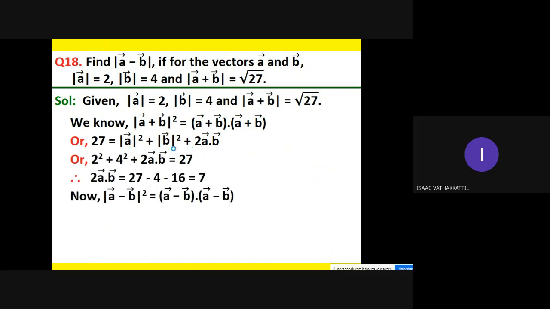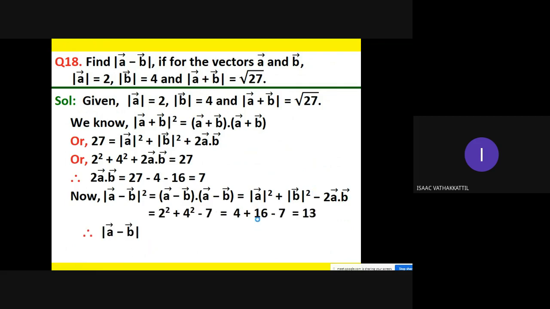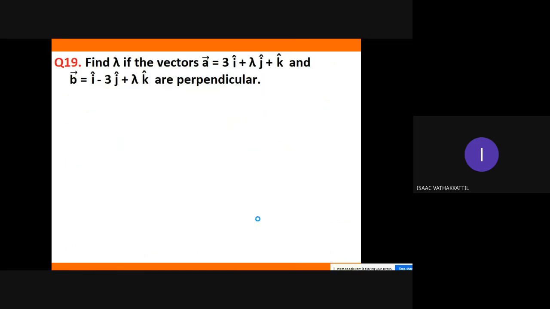So what will be 2A dot B? It is 7. Now magnitude A minus B squared is magnitude A squared plus magnitude B squared minus 2A dot B. We know magnitude A and magnitude B are given. 2A dot B we substitute from here, 7. Okay. So this will be nothing but 13. So magnitude A minus B is under root 13.